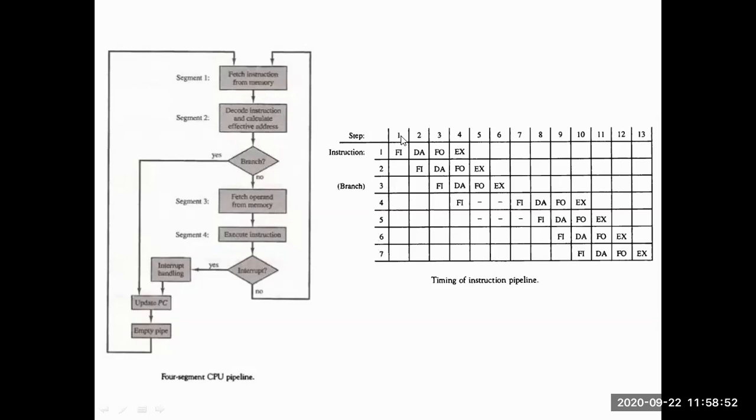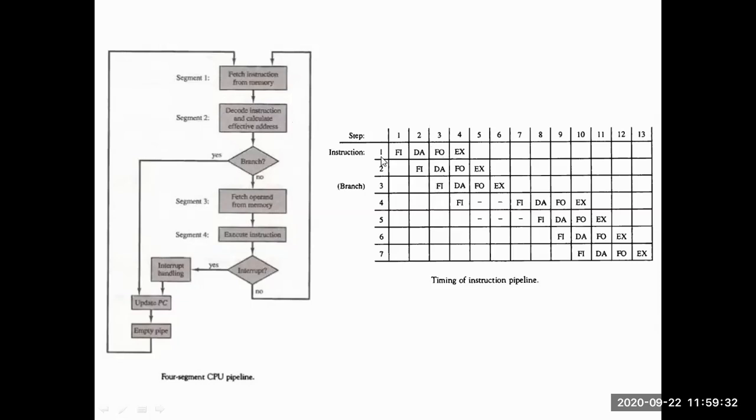What will happen in the first step when the computer starts executing instructions? The first step, first instruction will be fetched. In the second clock cycle, the first instruction will be decoded, but at the same time, the second instruction will be fetched. Fine. And in the third clock cycle, the first instruction will be in the third segment, that is fetch operand segment, and the second instruction will be in the second segment, DA segment, and the third instruction will be in the fetching segment.